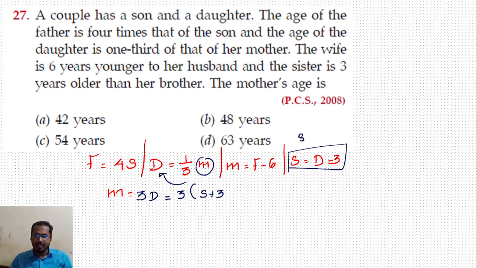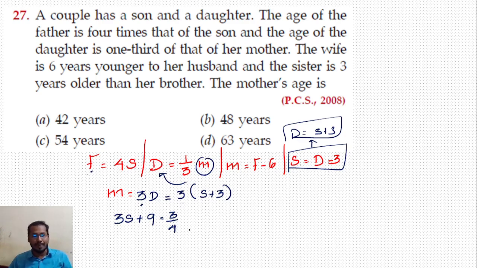See, if I want the daughter from this equation, it is s plus 3, correct? So s plus 3 times 3 is equal to 3d. This 3 came here also, 3d. Now look at this: 3s plus 9 is equal to 3 by 4 times, because I wrote here f is equal to 4s. So this 4 comes to this side, and what will happen? F by 4, so f by 4 into 3, right? Plus 9. That is nothing but 3 by 4 times of m plus 6, plus 9.